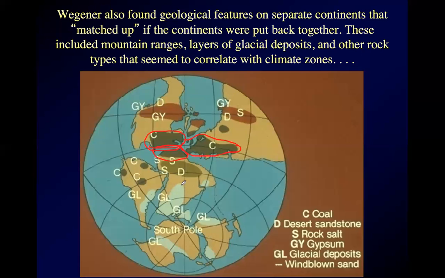Down here, glacial deposits. We'll look at this in more detail in a minute, but rocks that have been laid down by glacial activity look very distinctive. And we find glacial deposits here in Africa, Australia, Antarctica, South America. Put the continents back together and they all match. They all fit together. Beds of desert sandstone and gypsum in North America and Siberia, they match. There are mountain ranges like the Appalachians here and the Scottish Highlands here and the Kjolen Mountains of Norway. They match if you put the continents back together.